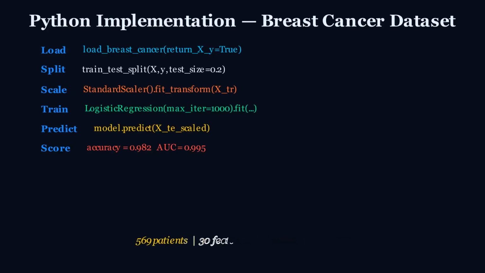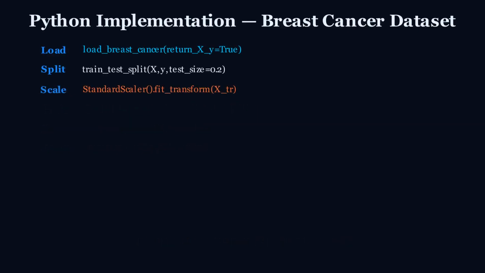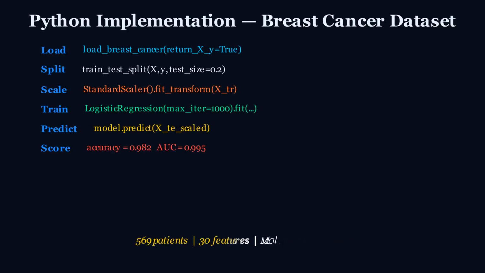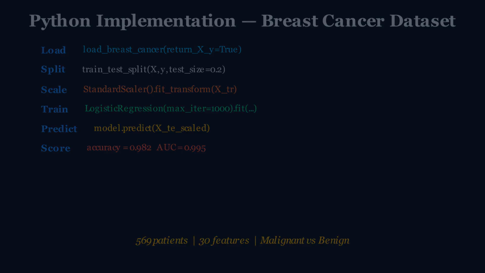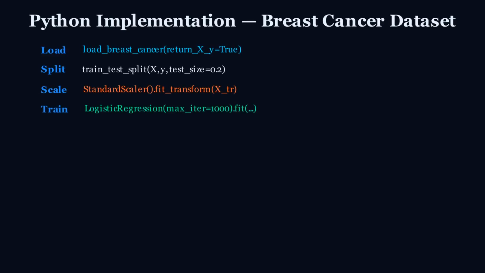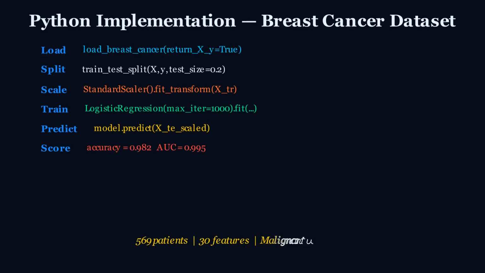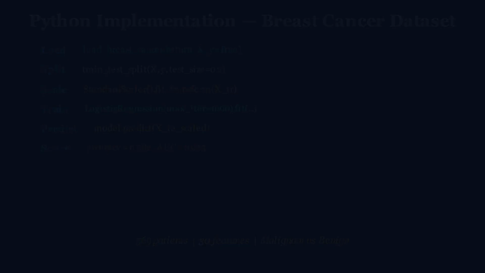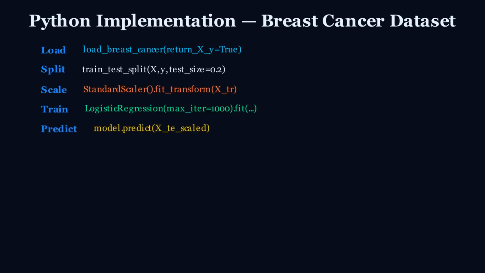Step 3. Train. Logistic regression from scikit-learn with max iterations set to 1000. Step 4. Predict both class labels and probabilities. Step 5. Evaluate. Our model achieves 98.2% accuracy on the test set. That is 113 out of 114 test patients correctly classified.